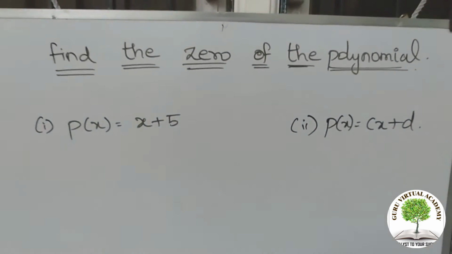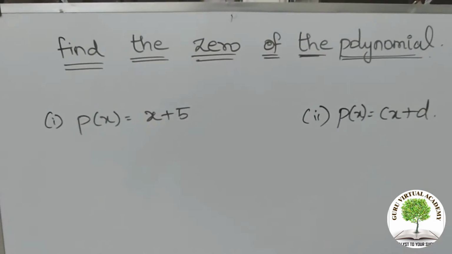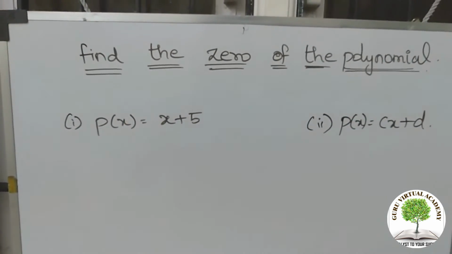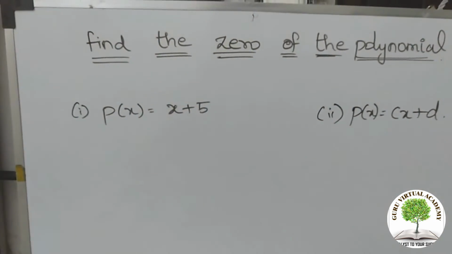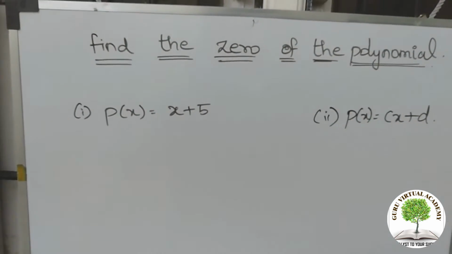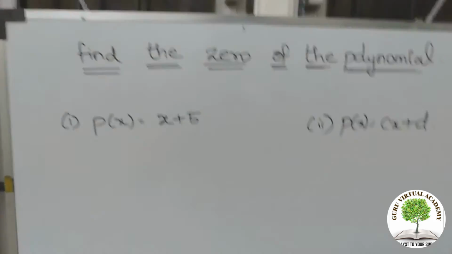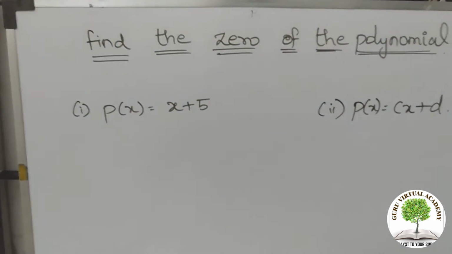So our next question is find the 0 of the polynomial. So unlike the previous questions, we haven't been provided with any x value. So here we have to find the x value which has to be the 0 of the polynomial. So now let us learn how to find the 0 of the polynomial.